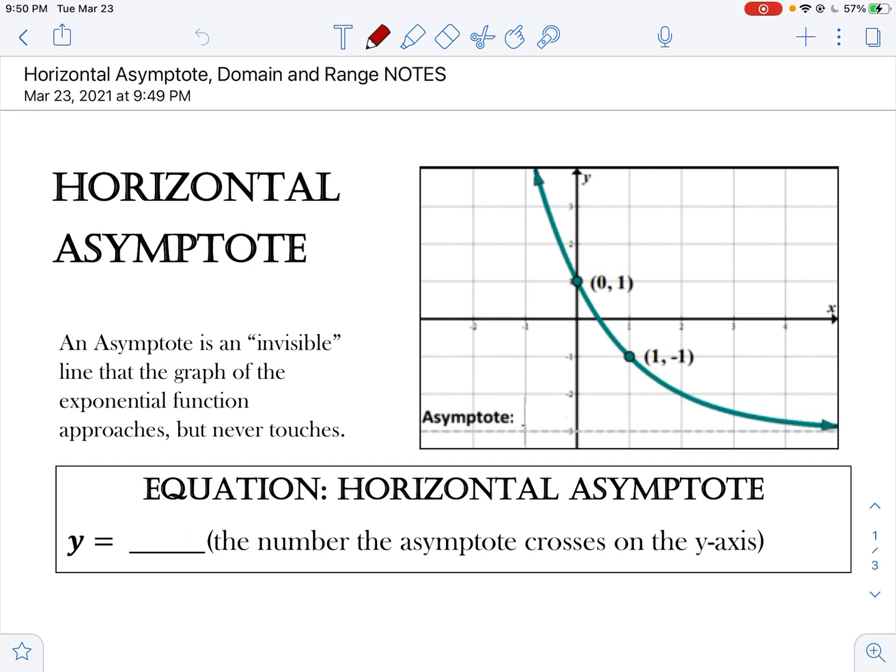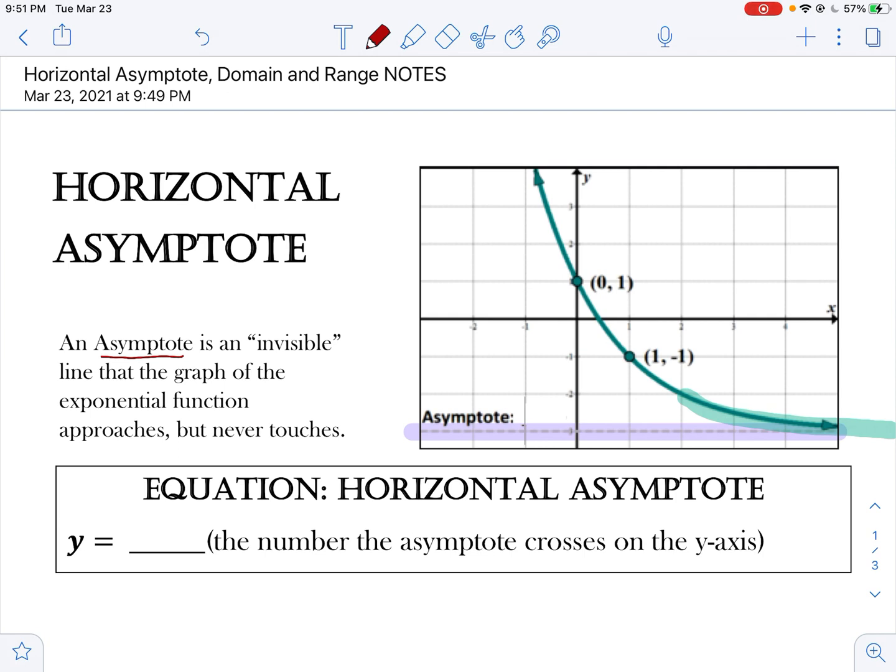So an asymptote is an invisible line that the graph of the exponential function approaches but never touches. We never touch the asymptote. Okay, so if you look at the picture that we're given, there is a dotted gray line right here. That is the asymptote. Notice as the graph starts getting closer and closer to that asymptote, it starts to do what we call flatlining. Okay, it's going to get so close to zero, but it will never actually touch zero.